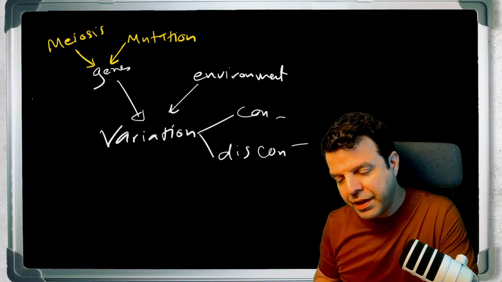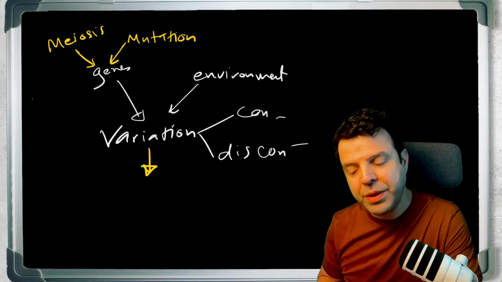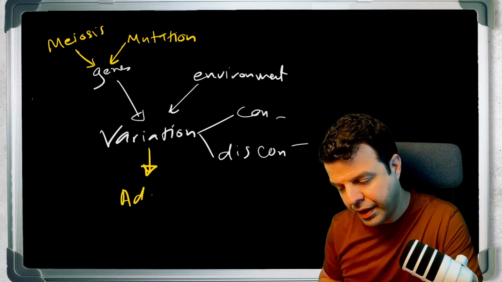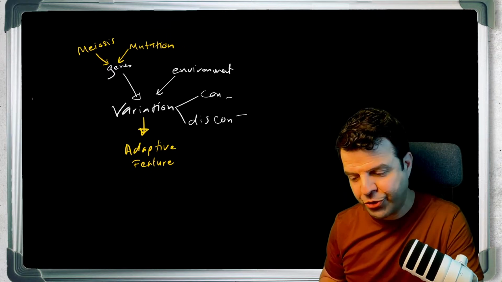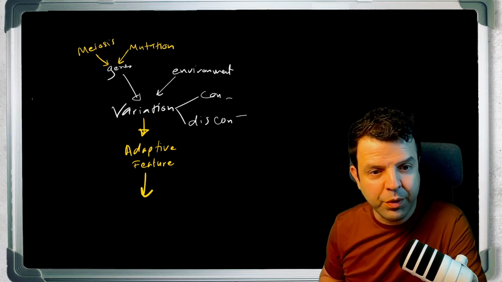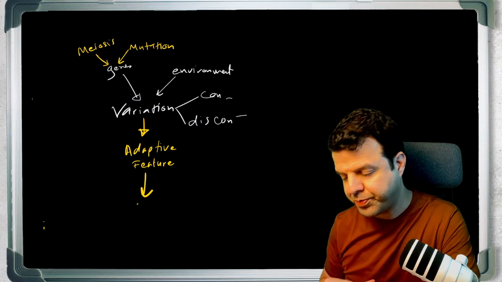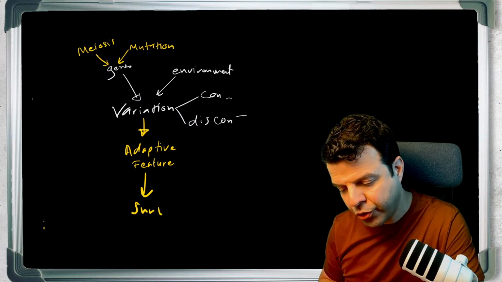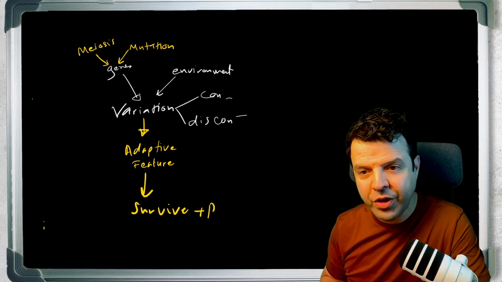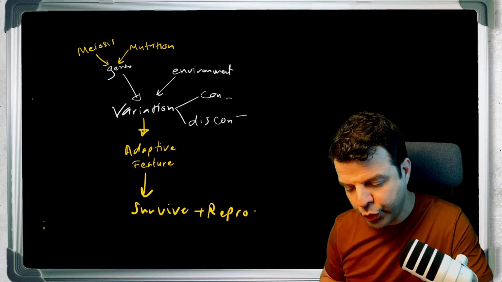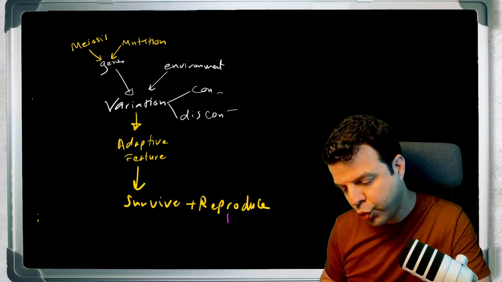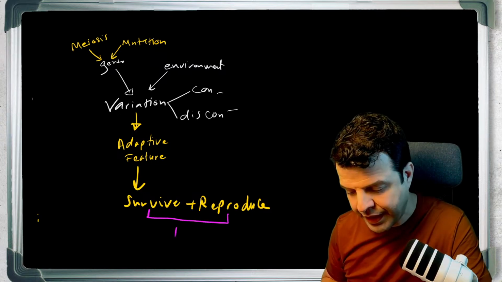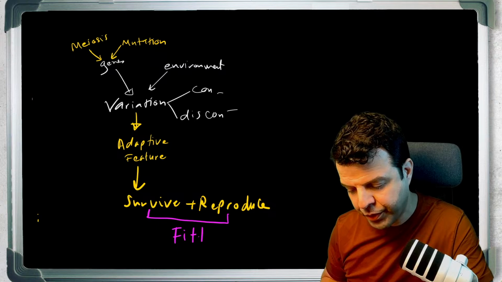So this variation gives me what? Gives me adaptive features. And those adaptive features help the organism to survive. What was the second word? Survive and reproduce. This combination of survive and reproduce, we gave it one word here. We say it becomes fitter, right?